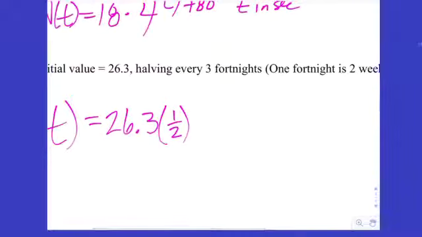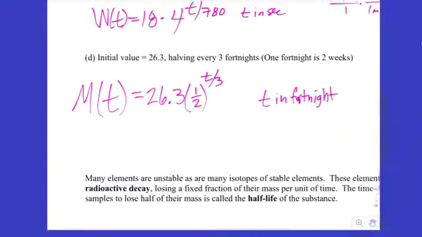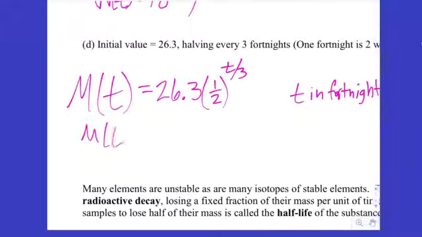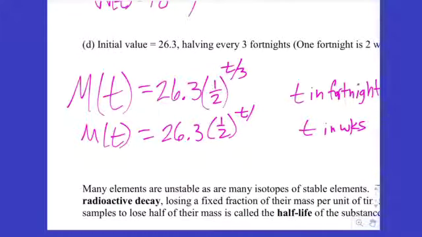If we measure t in fortnights, why not, right? Let's bring back the fortnight unit. What would the exponent be? T over 3, right? T divided by 3. But since most people don't know what a fortnight is, let's go ahead and let t be in weeks. So that would be 26.3 times 1/2 to the t divided by 6. Good. Because if 1 fortnight is 2 weeks, then 3 fortnights is 3 times 2, which is 6 weeks.